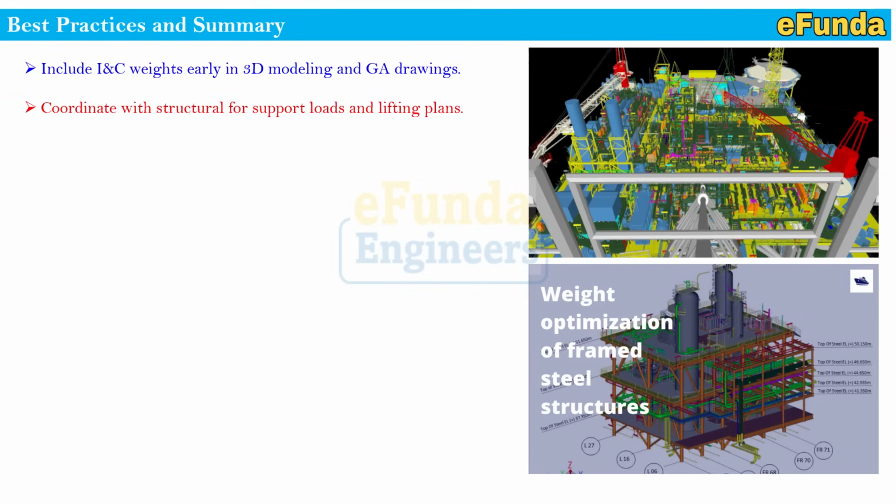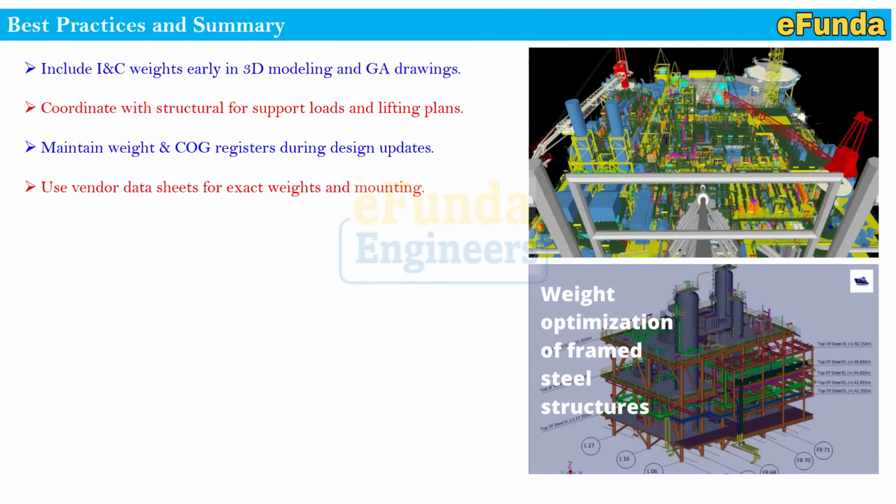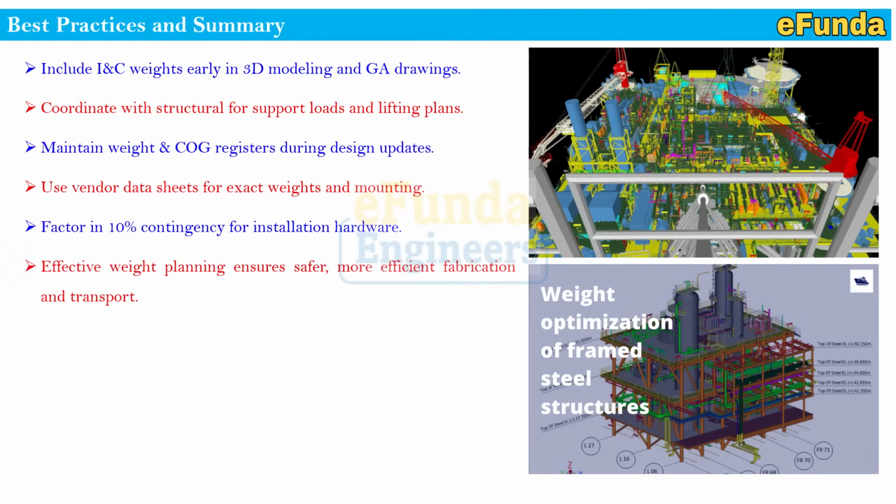Second, coordinate with the structural team for support load and lifting plan. Third, maintain a weight and COG register during design updates. Fourth, use vendor data sheets for exact weights and mounting. Fifth, factor in 10% contingency for installation hardware. The last one is effective weight planning. Ensure safer, more efficient fabrication and transport.